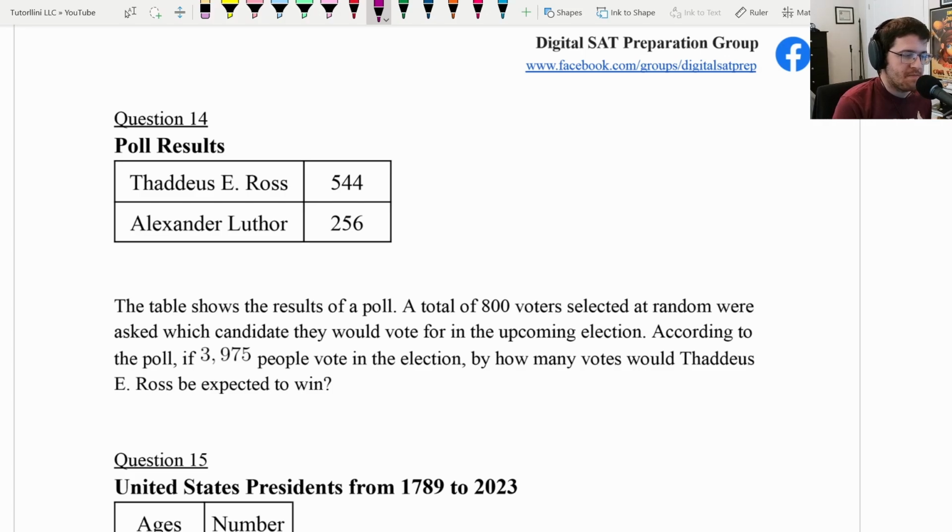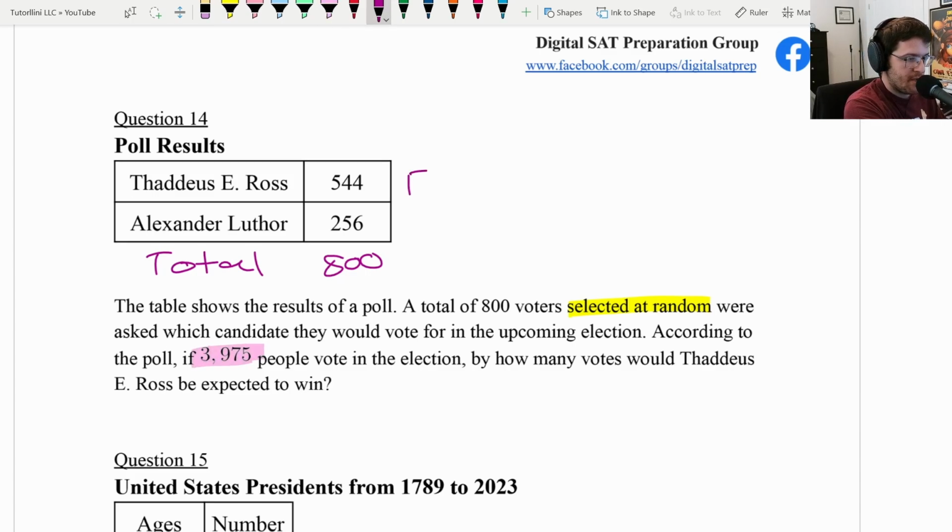Okay, question 14. If you don't know, the first guy, Red Hulk, is often president in the Marvel Universe, and the second guy, Lex Luthor, is sometimes president in the DC Universe. Anyway, so you add those two numbers up, or just read the question. They tell us there's a total of 800 voters. And then we're going to extrapolate this to the population because they told us it was selected at random. We can do that. We're going to do the proportion times capital N. The population size is 3975.